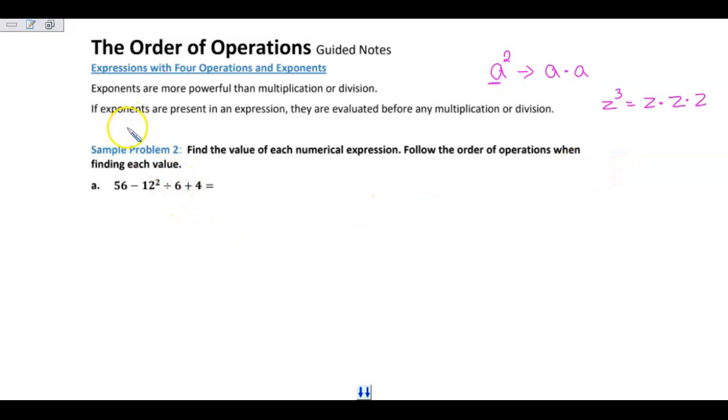So if exponents are present in the expression, they are evaluated before any multiplication or division. Let's take a look at our first sample problem. We have 56 minus 12 squared divided by 6 plus 4. I see this exponent right here, so that tells me I'm going to do this first. It's 12 squared. 12 times 12 is 144. So we're going to bring everything else down.